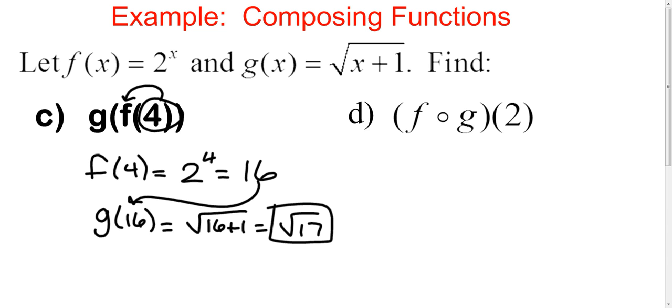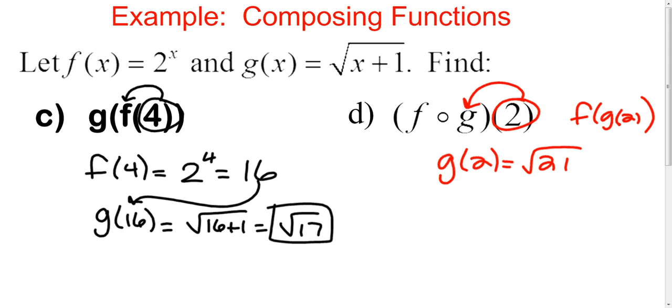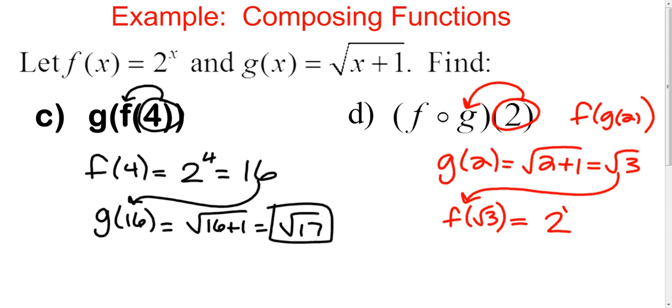And then on the other one, we'll go the other way around. And by the way, this could also be written as f of g of 2, just so you know it means the same thing. But it first of all wants me to take 2, plug it into g. Okay, so g of 2 would be the square root of 2 plus 1, which is the square root of 3. And then it wants me to do that and plug it in to f. So f of the square root of 3 would be 2 to the square root of 3 power, which I don't expect you to get a decimal or anything for that. We can just leave it just like that.